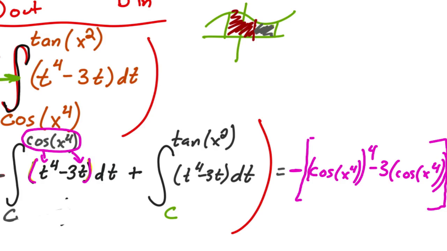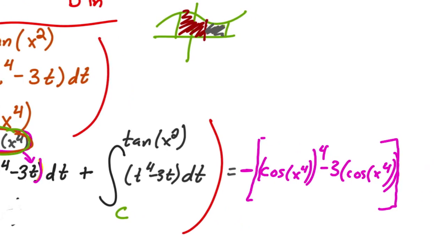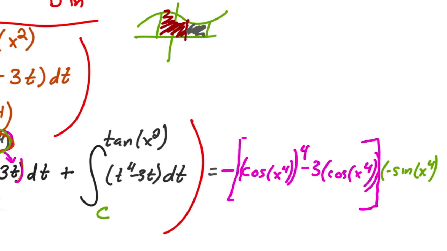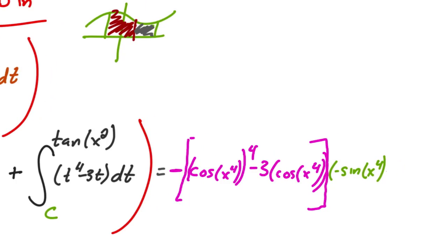Okay, and then times the derivative of the inside, times the derivative of cosine of x to the fourth. So the derivative of cosine of x to the fourth is negative sine of x to the fourth. What did I get myself into? Times 4x to the third. Whoa, craziness.